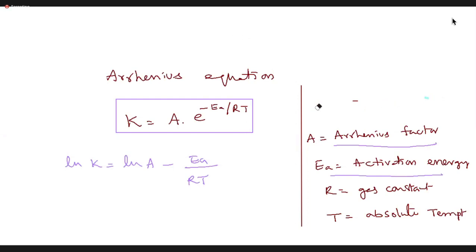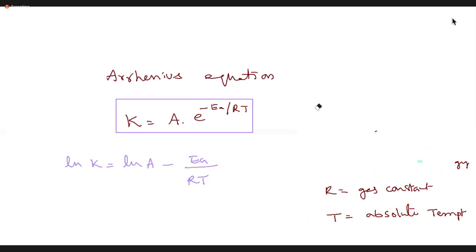Yes, sir. Now, same equation, I am writing different forms. I apply the log. If I put ln k, this will be ln A, and e power will become minus EA by RT, right?